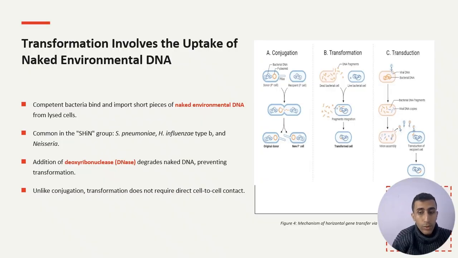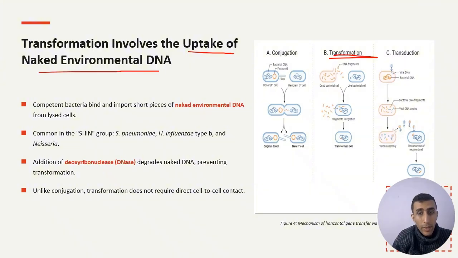We are going to talk about how bacteria may have sex. Bacteria can have sex through different mechanisms. First, we are going to talk about transformation. Transformation is not a sexual process, but it involves the uptake of naked environmental DNA.